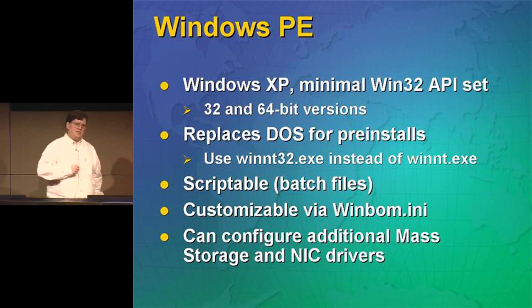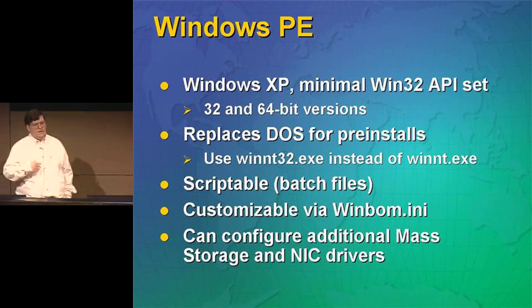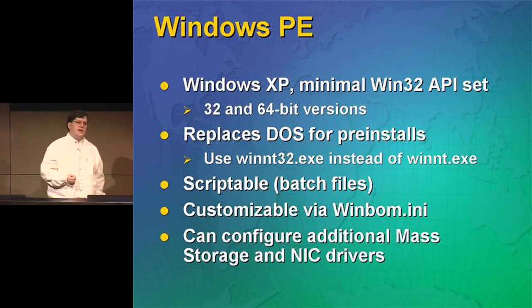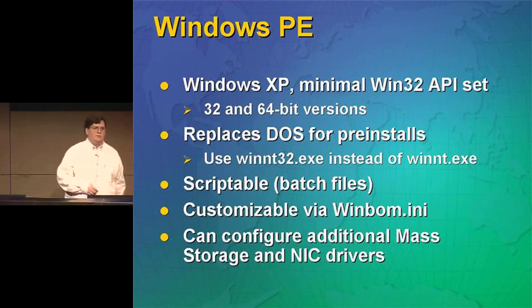You can tell it things such as, if you don't have DHCP enabled, we use DHCP by default for networking. If you don't have DHCP, you can tell it to use an IP address, to use a certain subnet mask, a limited set of functionality for networking, things like that. You can give it commands for doing the partitioning work for you, etc. So it's sort of a bill of materials, hence the name WinBOM.